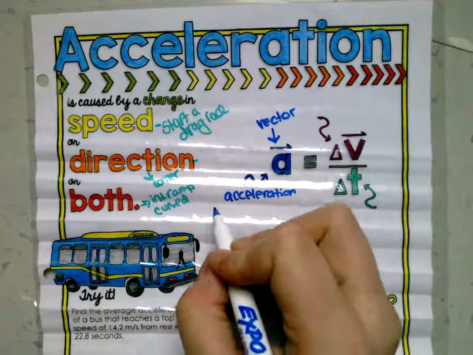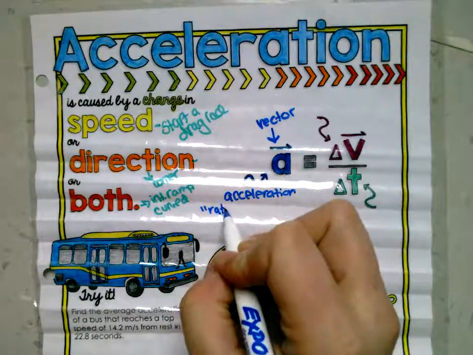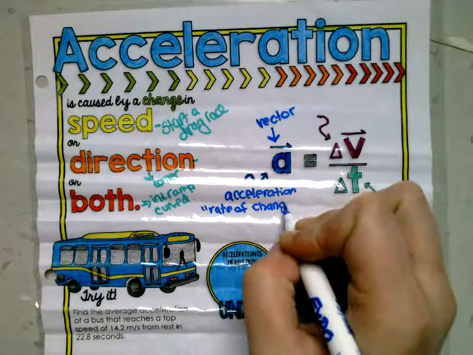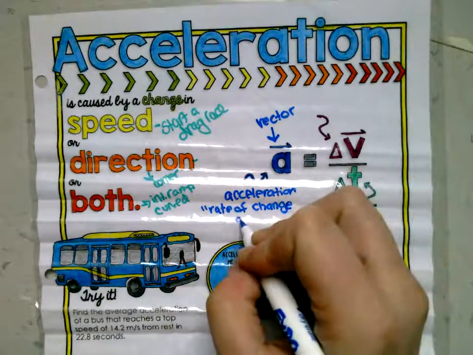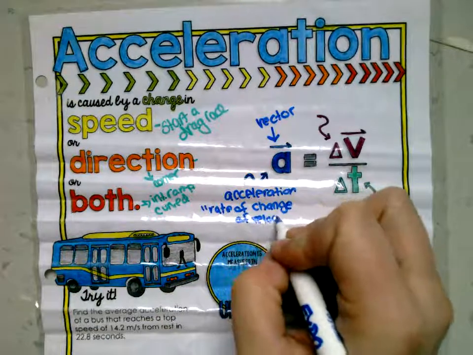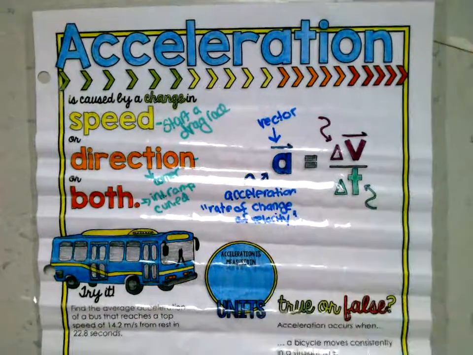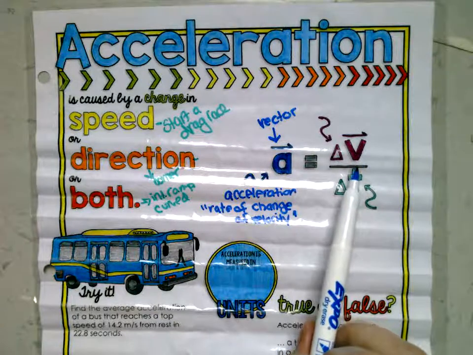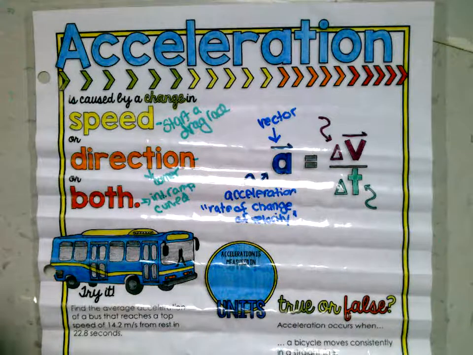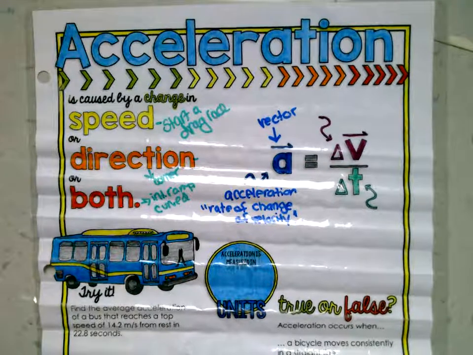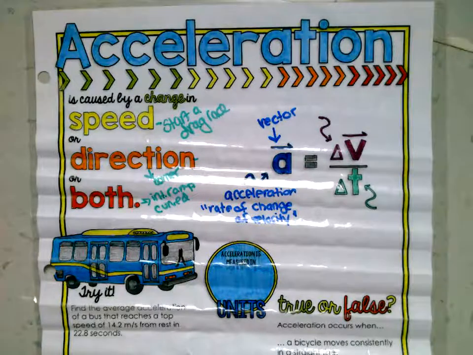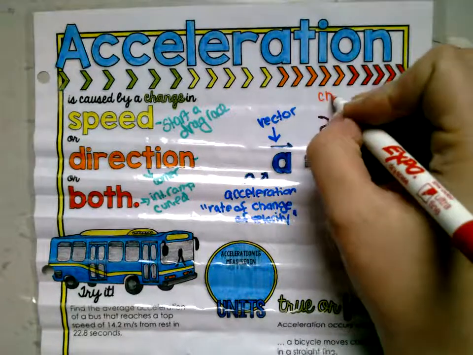And the textbook definition for acceleration is the rate of change of velocity. So the definition itself tells you what the formula is. The delta, remember, always means change. So delta V is a change in velocity.